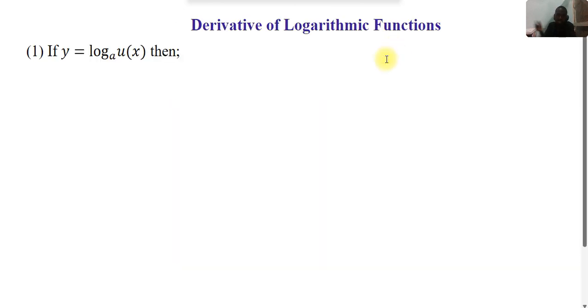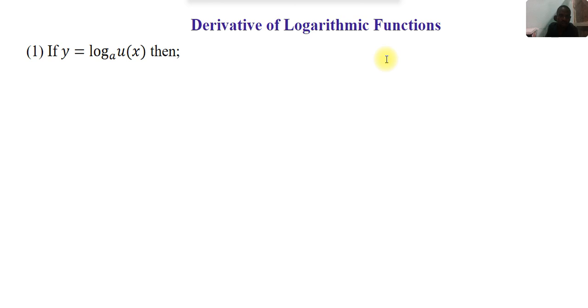Today we'll be taking this topic, as you can see on your screen, derivative of logarithmic functions, and we'll be considering two formulas in treating this topic. We also consider 4 different questions. Let's get right into it. All right, like I said earlier, we'll be taking derivative of logarithmic functions.